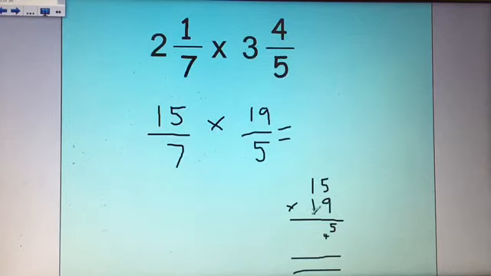And 9 times 1 is 9. Add the 4, makes 13. Then we need our 0, because we are multiplying by a multiple of 10. And 1 times 5 is 5. Ooh, slightly dodgy 5 there. And 1 times 1 is 1. Add them both together would make 285.